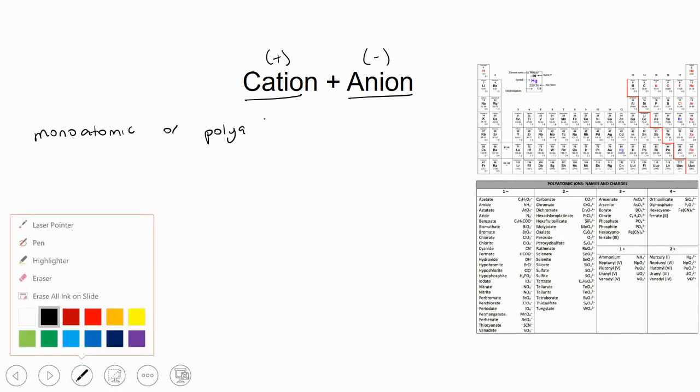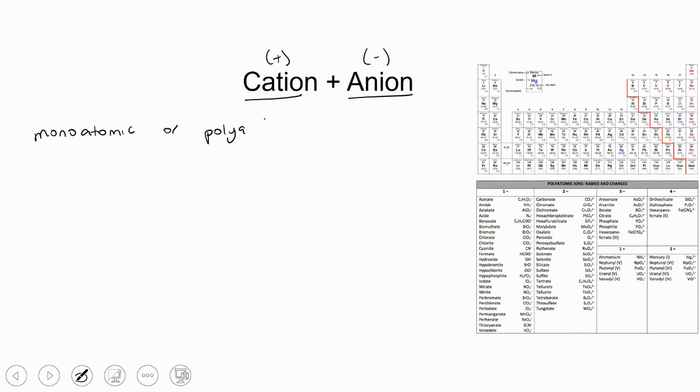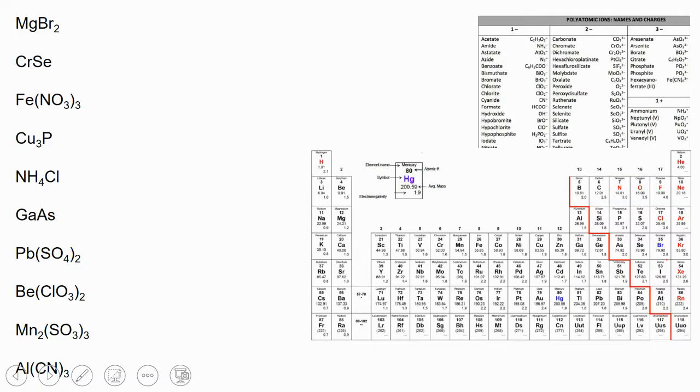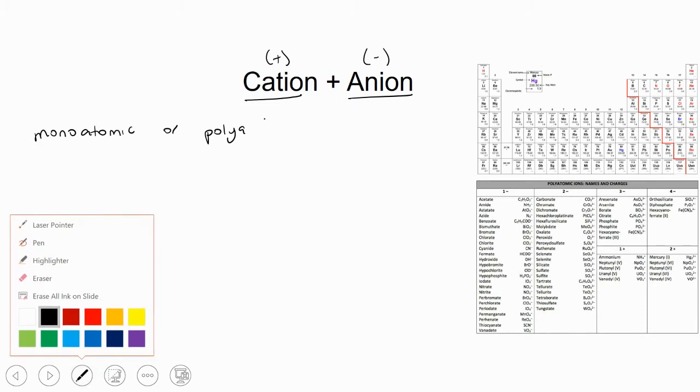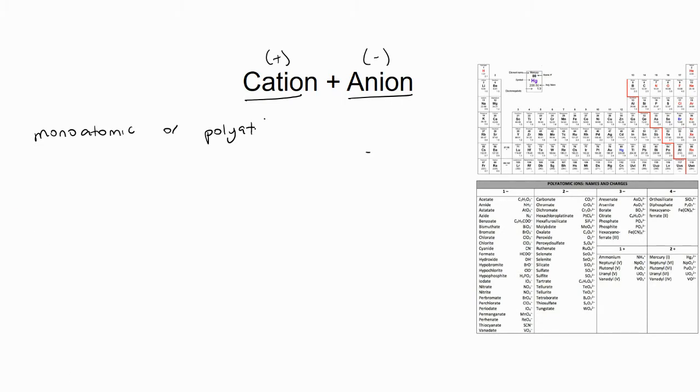So the vast majority of cations are going to be monoatomic, which means it's just an element on the periodic table.